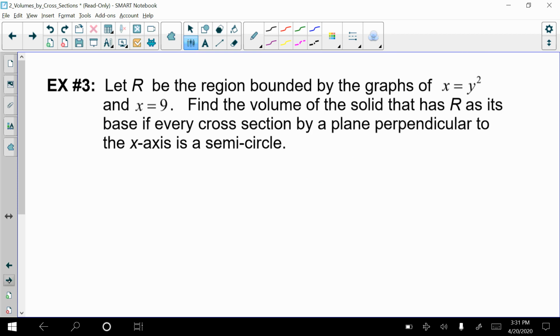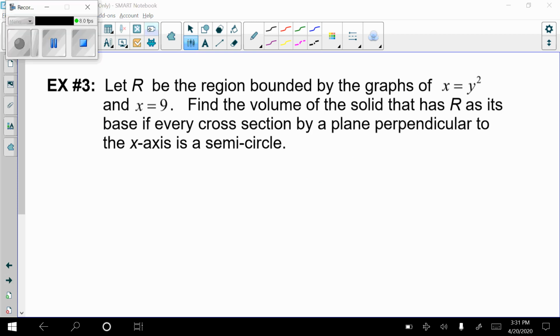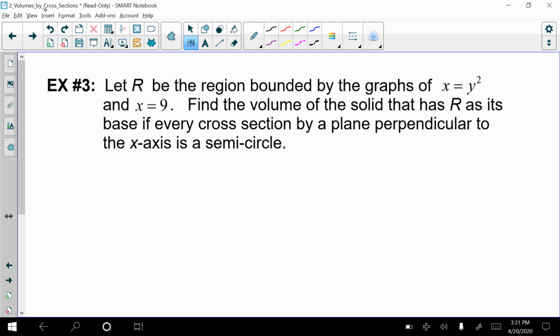All right, let's try and get one more here in this video before we pause and go on to the next one. We're already about 10 minutes in, so I'll try and be quick. Here, let R be a region bounded by the graphs x equals y squared and x equals 9. Find the volume of the solid that has R as its base, if every cross-sectional plane perpendicular to the x-axis is a semicircle. So again, we're perpendicular to the x-axis, so we want things in terms of y, and the semicircle tells us the equation that we're going to be looking at.